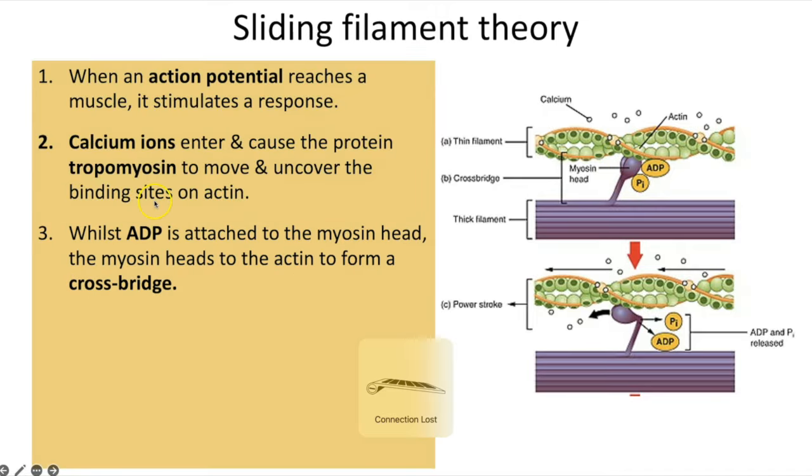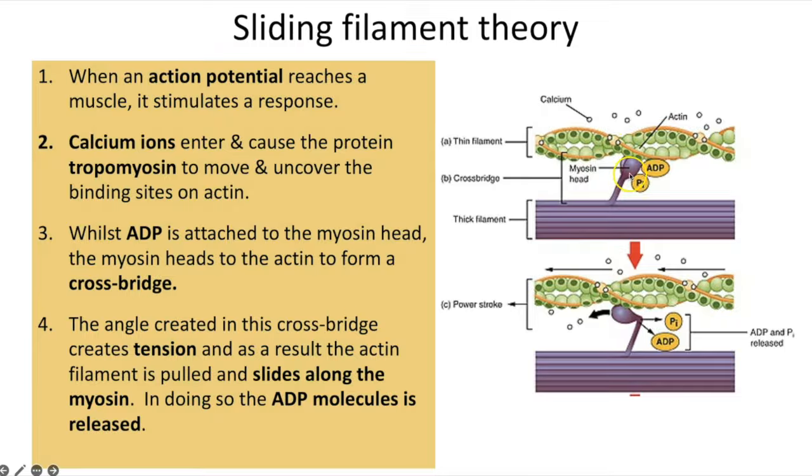So once those calcium ions have been released and the tropomyosin has been pulled out of the way, the myosin binding sites are revealed, and the myosin heads, because they're complementary in shape, attach. And whilst the ADP and Pi are attached to that myosin head, it is the correct shape to be able to attach to those myosin binding sites on actin, and it forms what we call a cross bridge. So we've now created a bridge between the myosin and the actin.